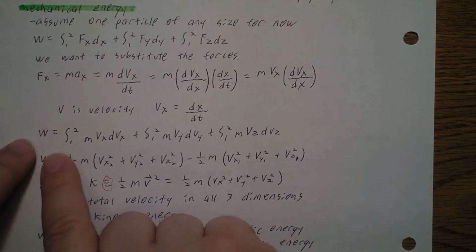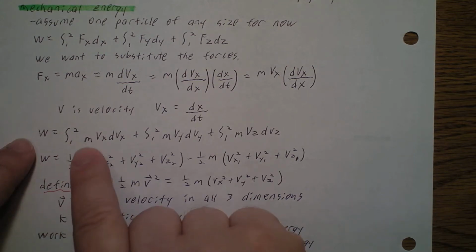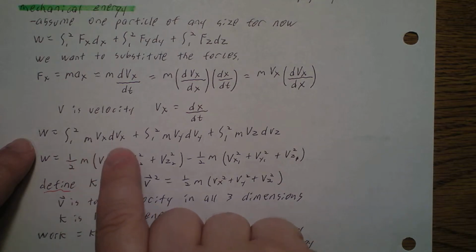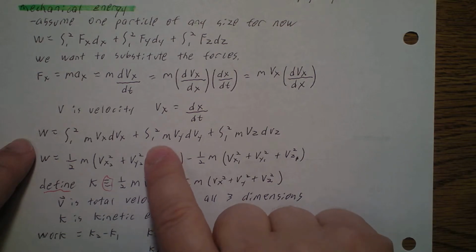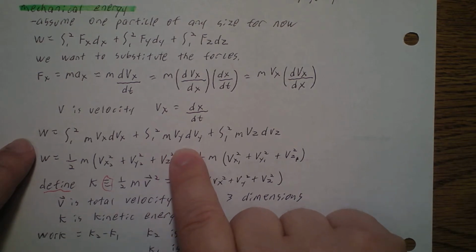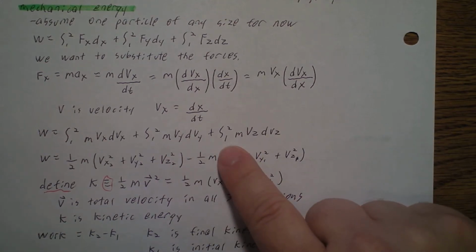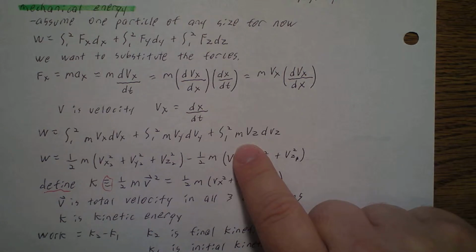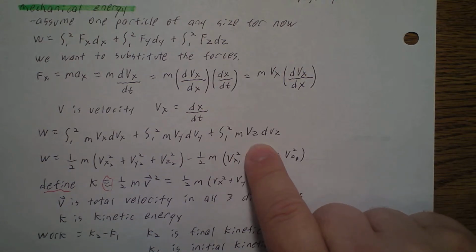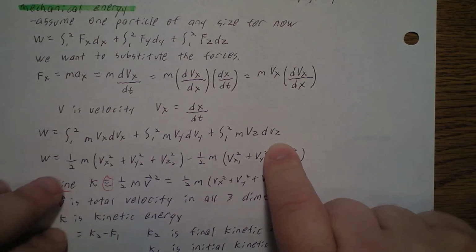Putting that back into the original equation, we get work is equal to the integral from state 1 to 2 of mass times the x component of velocity with respect to the x component of velocity, plus the integral from state 1 to state 2 of mass times the y component of velocity with respect to the y component of velocity, plus the integral from state 1 to 2 of mass times the z component of velocity with respect to the z component of velocity.